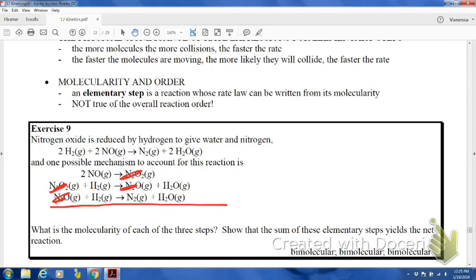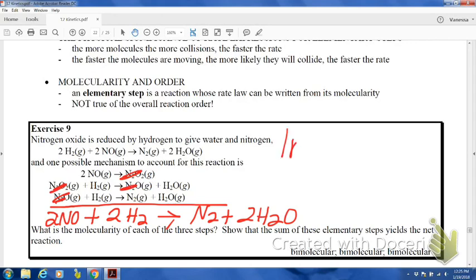So then I add the three of them up, and I should get 2NO plus how many hydrogen? 2H2. It's going to yield N2 plus 2H2O. Okay? The things that I crossed out, do you know what they're called? They do participate in the reaction.